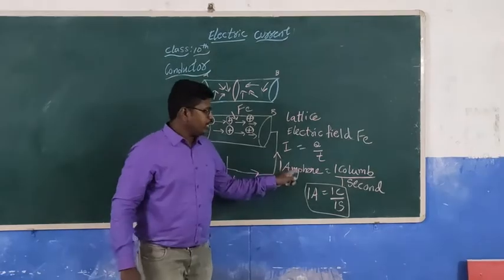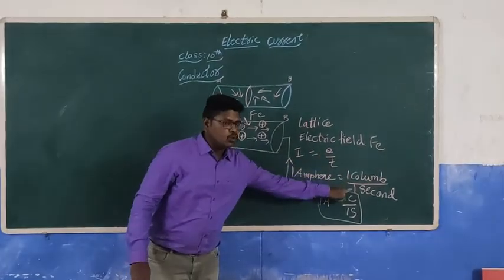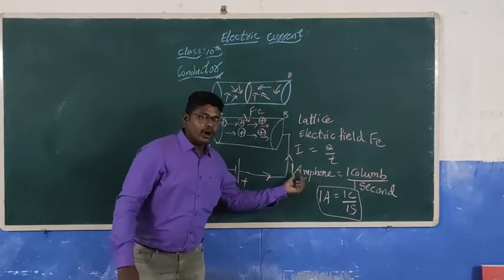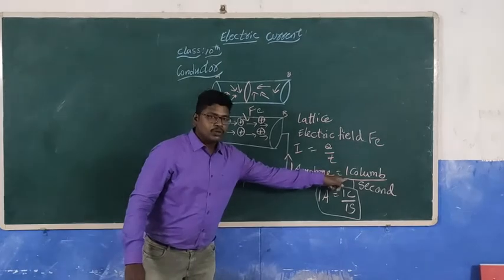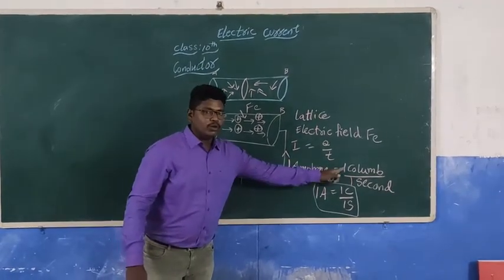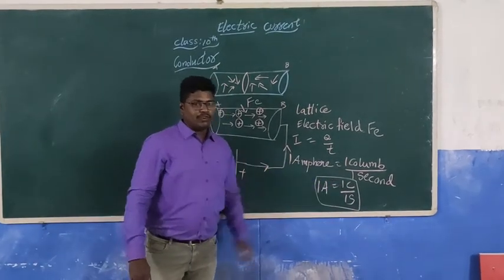So simply we can say that the SI unit of current is ampere, the SI unit of charge is coulomb, and the SI unit of time is second. So simply we can say that 1 ampere equals 1 coulomb per 1 second.